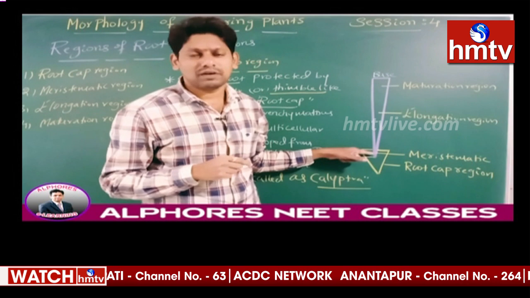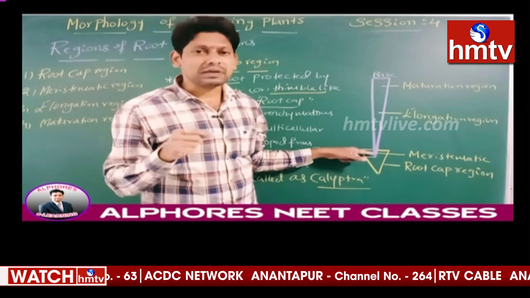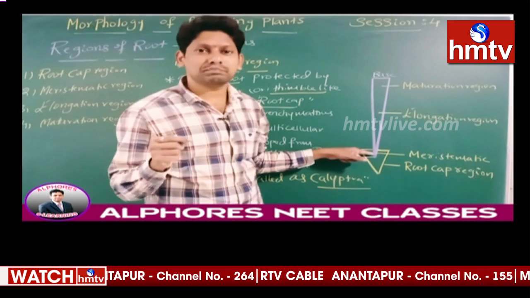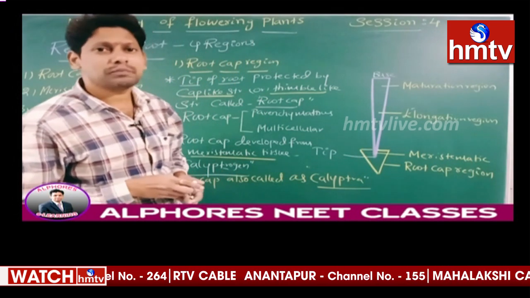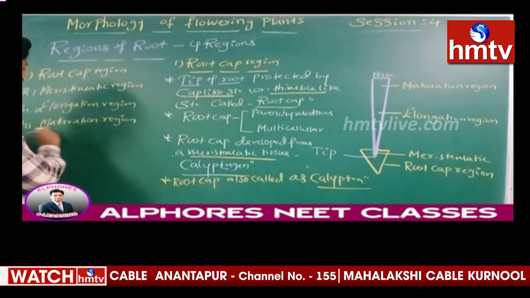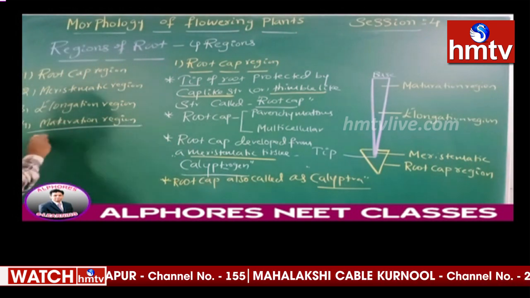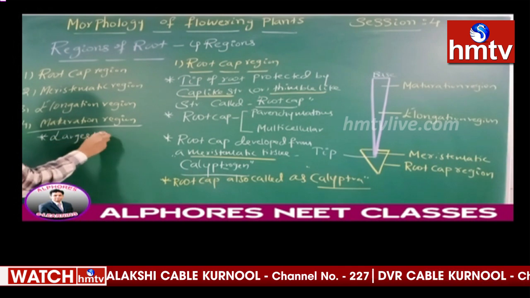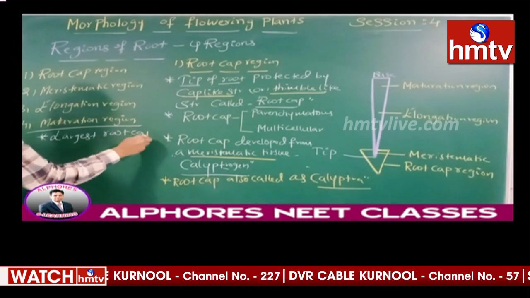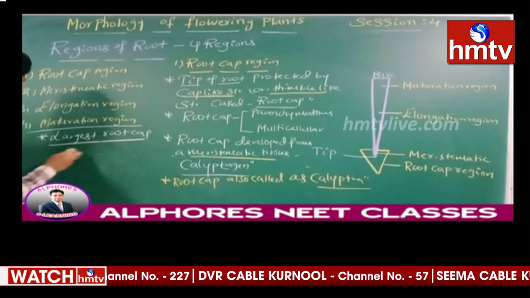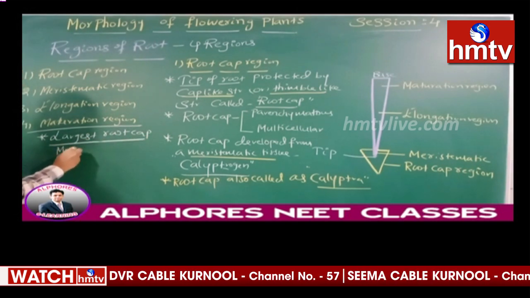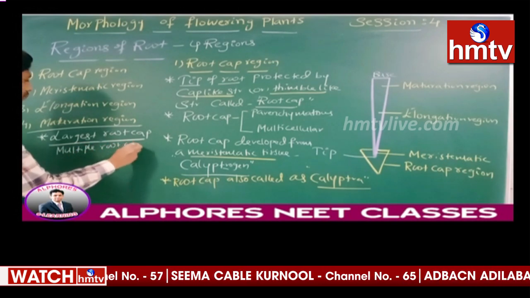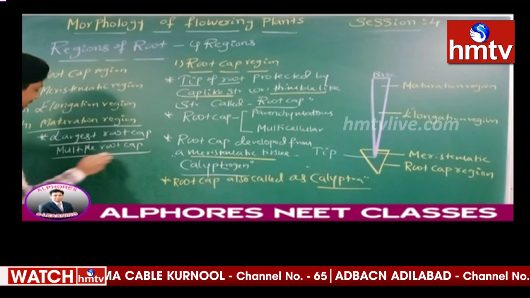Now listen to this statement. The largest root cap, multiple root cap, many layers of root cap is found in a plant by name Pandanus. What is the plant name? Pandanus, right? Therefore, largest root cap is nothing but multiple root cap. Multiple root cap means a root cap made up of many layers. Multi-layered root cap.